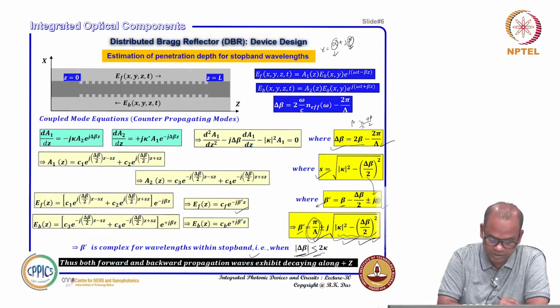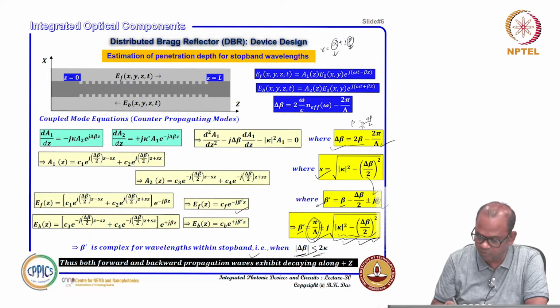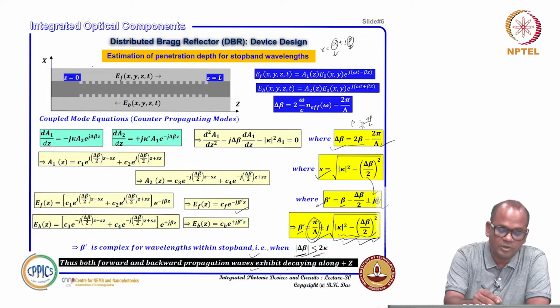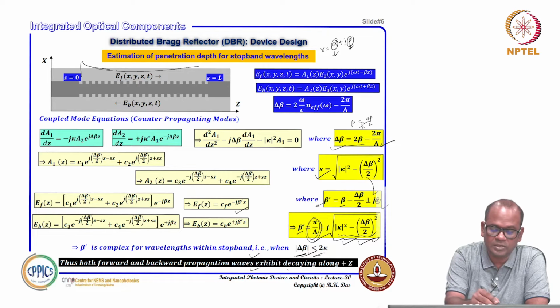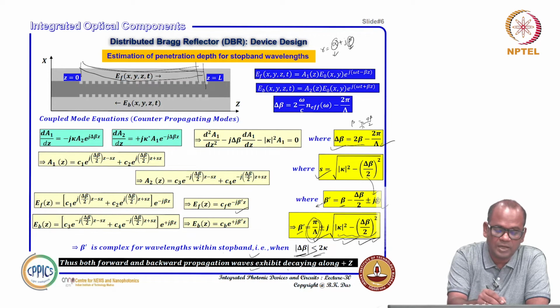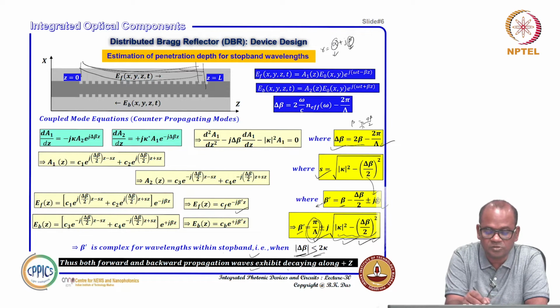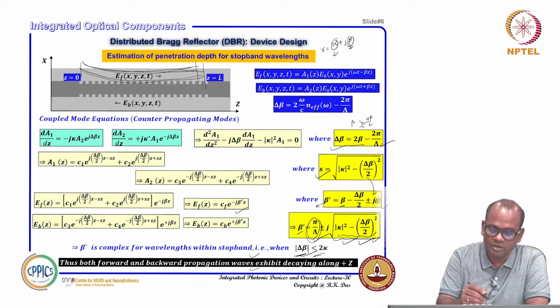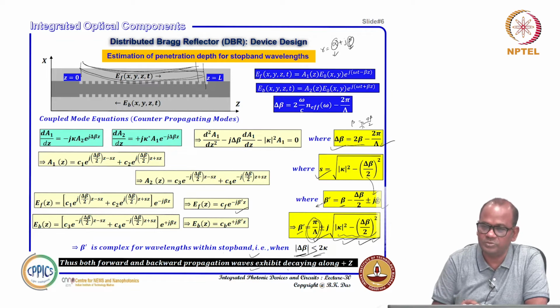So according to this expression, both forward and backward propagating waves exhibit decaying along the plus z axis. If the forward propagating wave is initially 1, then it will be decaying along the z direction. The backward propagating wave is also building in the backward direction, but along the positive direction. If you see, this is decaying and this is also decaying in nature. If you match the amplitude of the associated electric field along the positive direction, you will see both are reducing along the positive z direction.